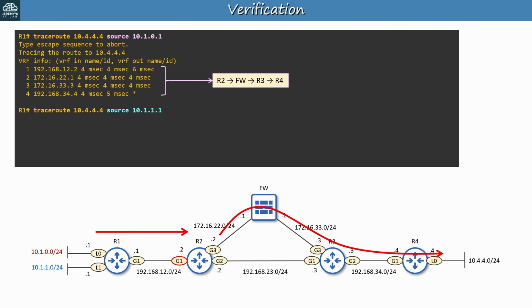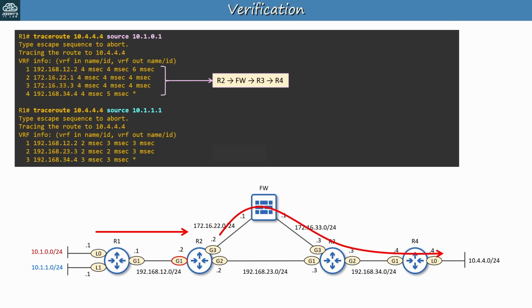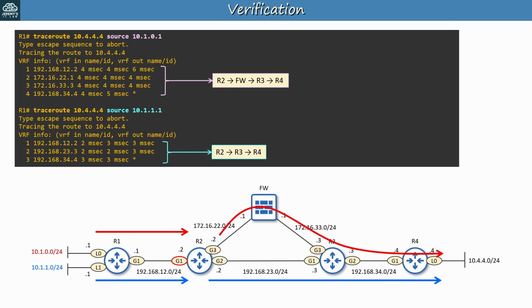Next, I'll send a traceroute from 10.1.1.1, R1's loopback 1 interface. This IP isn't matched by the ACL, so PBR won't be applied, and it will be routed normally by R2 using its routing table. Here is the output. This time, the packet goes to R2, directly to R3, and then R4. No policy routing. So these traceroutes show that our PBR configuration is working as intended. R2 forwards packets from 10.1.0.0/24 to the firewall using PBR, and forwards packets from 10.1.1.0/24 normally to R3.